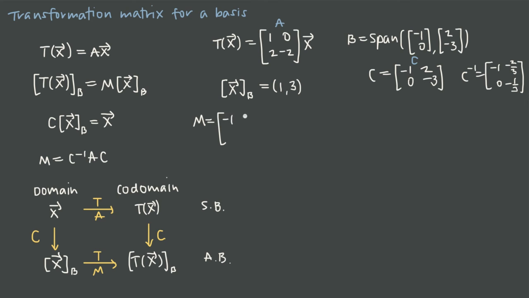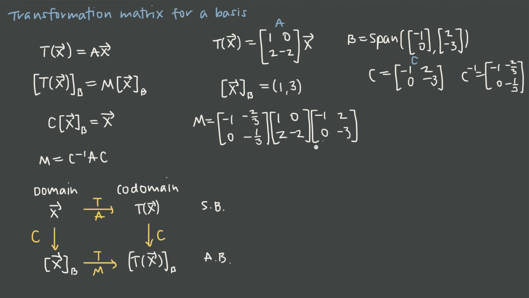So we have -1, -2/3, 0, -1/3, multiplied by A, which we know is 1, 0, 2, -2, multiplied by C, which we know is -1, 2, 0, -3. And so now we just need to do the matrix multiplication.